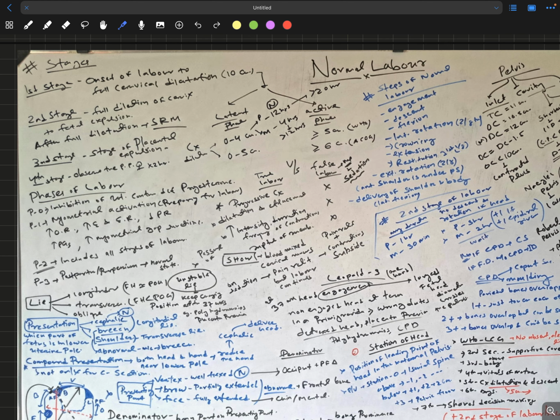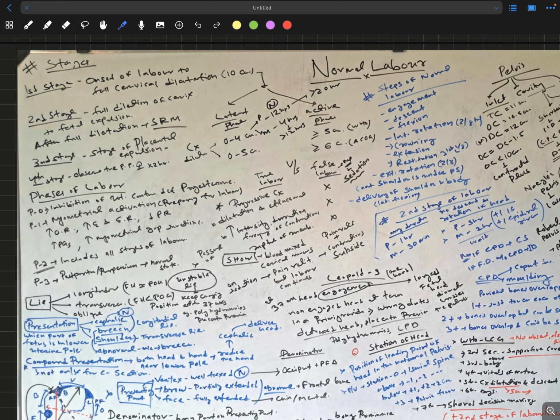And the first phase of labor, phase 1, is myometrial activation. What is myometrial activation? That is the preparing of myometrium before the labor. So phase 0 is inhibition of uterine contraction due to progesterone. Phase 1 is the myometrial activation, or preparing the myometrium for labor.